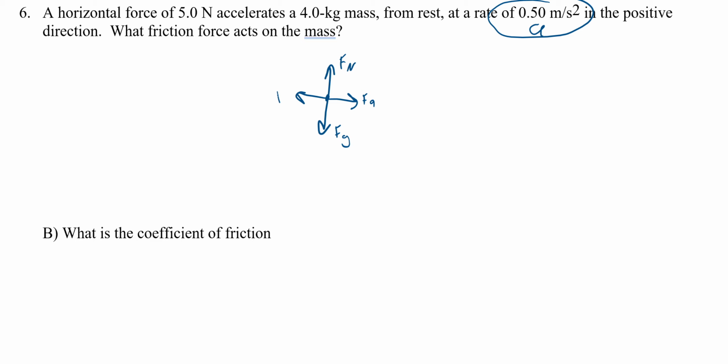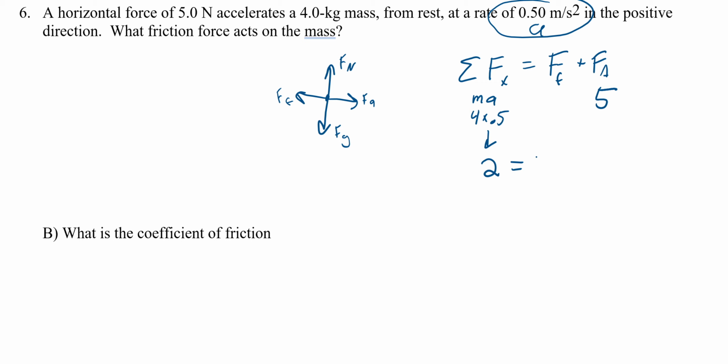applied, and friction. The sum of my forces in the x is just this horizontal force, which they told me was 5. Oops, I'll do force applied, which they told me is 5. I don't have friction. Net force is always what causes the mass to accelerate. In this case, it's a 4 kilogram mass accelerating at 0.5 meters per second squared, so that works out to 2 as my net force.